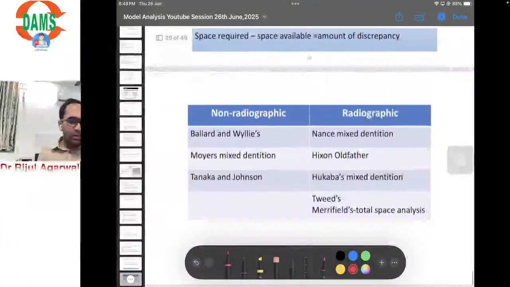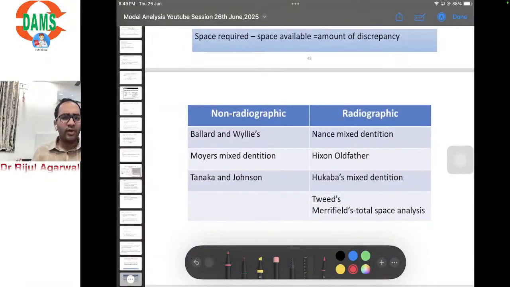Anyhow, so again a summary of the non-radiographic and radiographic methods. Some of them I have discussed. The ones which I haven't discussed are not important. Just remember the names. That much will be sufficient for you to solve your MCQs. So non-radiographic comes Ballard and Wylie's, Moyers mixed dentation, and Tanaka Johnston. Radiographic is Nance mixed dentation, Hixon Oldfather, Hukaba's mixed, and Tweed's Merrifield total space analysis. Okay, that completes our model analysis and cephalometric analysis which we completed last week.